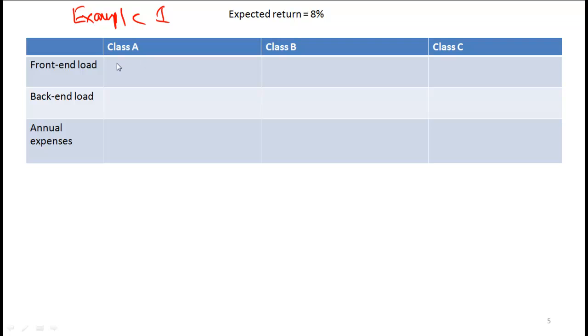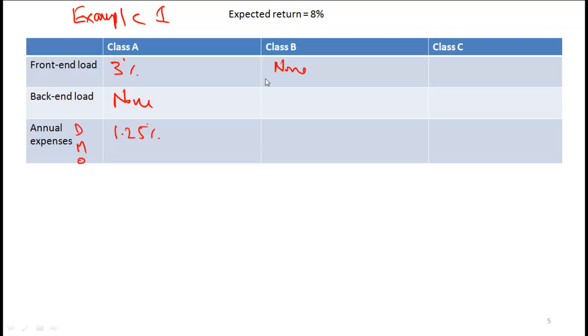With class A shares, we have a front end load of 3%, which means that if you invest $1, then 3% is taken away right up front. That's why this is called a front end load. As far as the back end load is concerned, there is no back end load, and the annual expenses for class A is 1.25%, and if you recall from before, annual expenses would typically include distribution fees, management fees, as well as other fees.